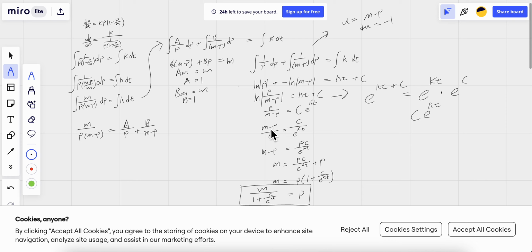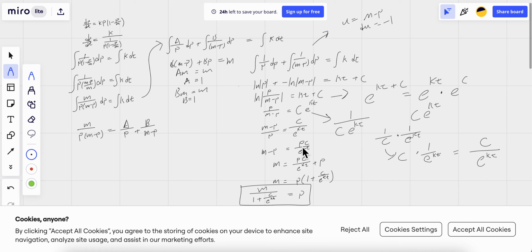So if we flip the left side, we'll have to flip the right side. And if we were to flip this, let's think of this as 1 over C times e to the kt, or 1 over C times 1 over e to the kt. And because C is constant, 1 over C will also just be some arbitrary constant C times 1 over e to the kt. That's kt. So this is the same as C over e to the kt, which is what we have right here. And then we can multiply both sides by M.